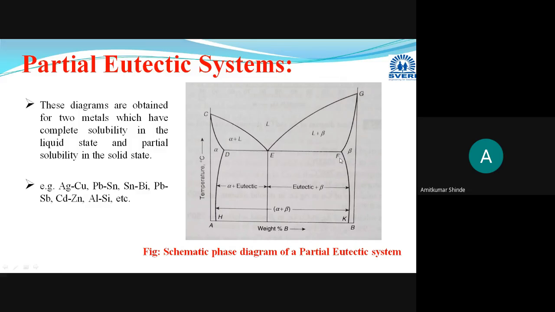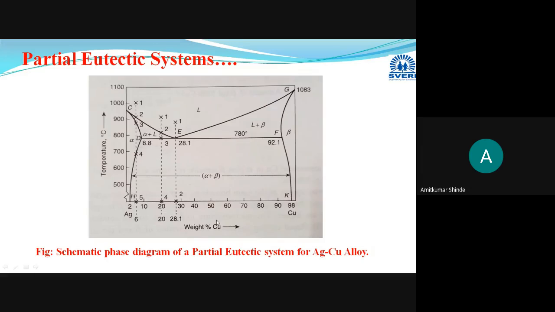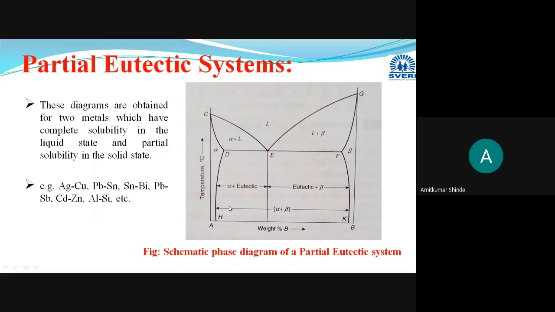Okay, so these are the solvus lines which indicate the solubility of one metal in another. At room temperature, solubility is indicated by point H and point K, and at eutectic temperature, this solubility is indicated by point D and point F. These are the solvus lines, HD and KF. Okay, so this is the explanation for this partial eutectic system.